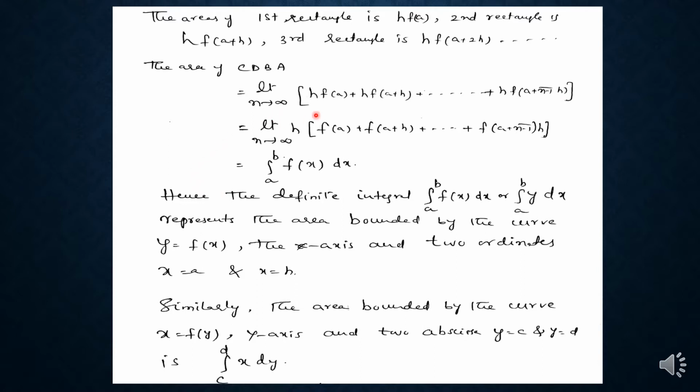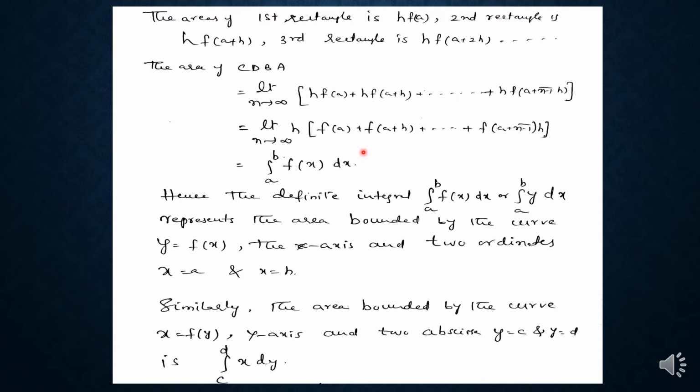But here, by taking h as common, limit n tends to infinity, h into f of a plus f of a plus h plus f of a plus 2h and so on plus f of a plus n minus 1 into h.